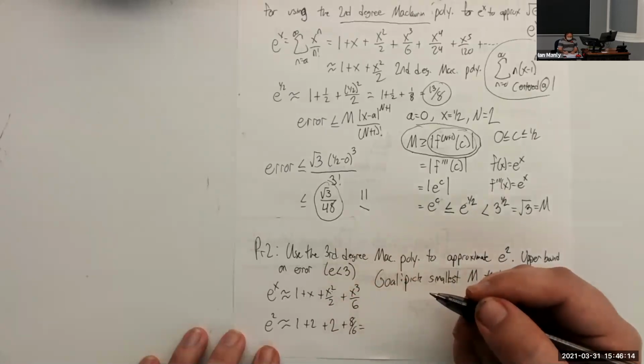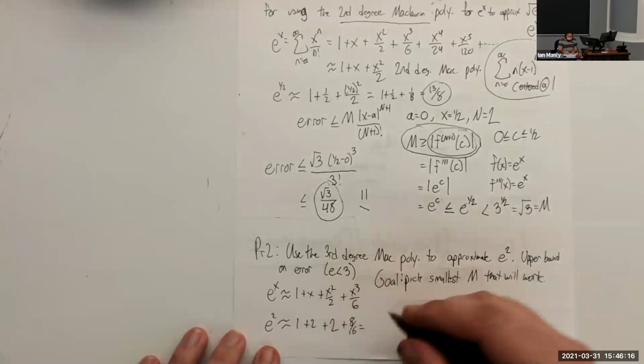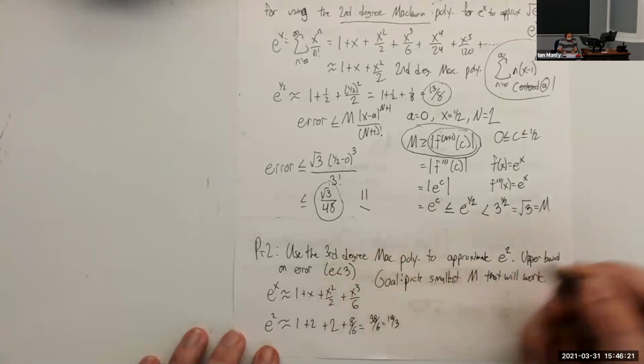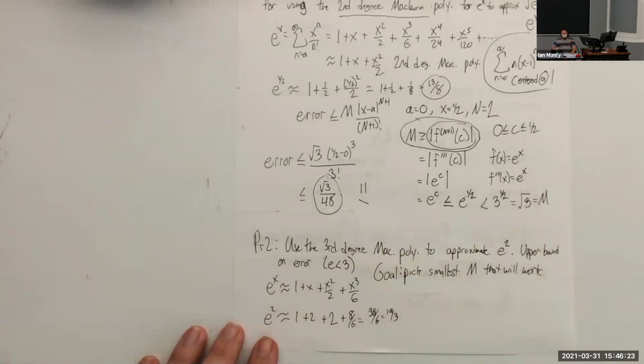So what is this going to end up being? This is 38 over 6, 19 over 3. All right. So we're saying that e squared is approximately 19 over 3. Okay, now how approximate is that? What's our upper bound for our error?